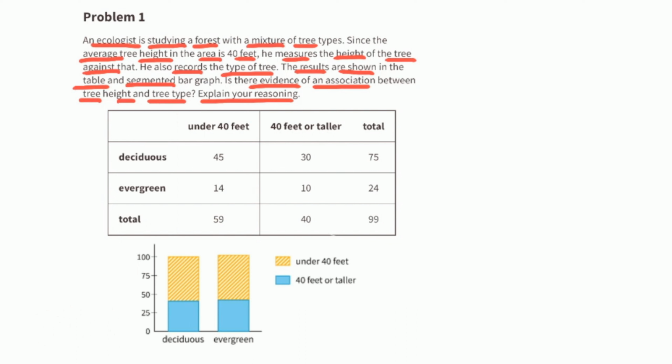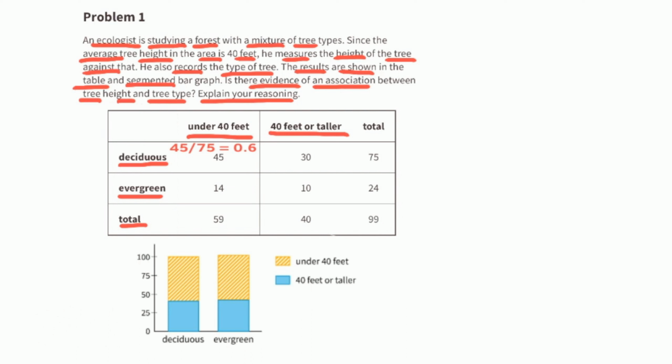Since the average tree height in the area is 40 feet, he measures the height of the tree against that. He also records the type of tree. The results are shown in the table and segmented bar graph. Is there evidence of an association between tree height and tree type? Explain your reasoning.